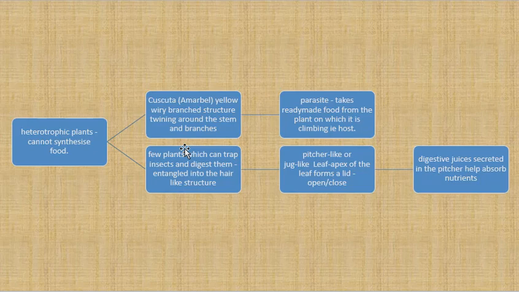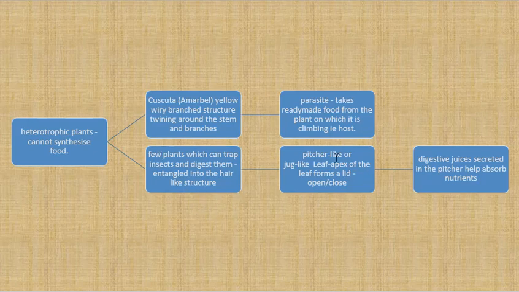A plant will eat an insect. How? They have jug-like leaves or flowers, or they have a hair-like structure which can catch the insect. Once the insect is entangled inside, it will close and squeeze and take the minerals, materials and chemical compounds from that insect.